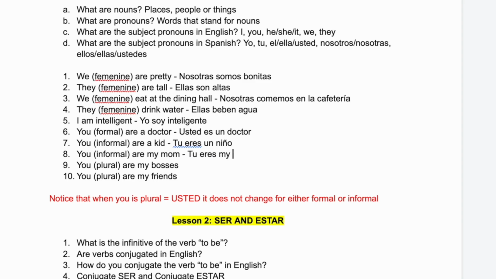You plural are my bosses. Then remember that you has a plural form, which is ustedes. I forgot to mention that in English, you don't have this plural form of you, but in Spanish we do. So when you're talking to multiple people, right, and you want to use the plural form of you, you would have to use ustedes. Son mis jefes. You plural are my friends.